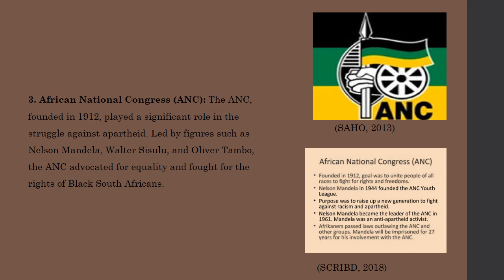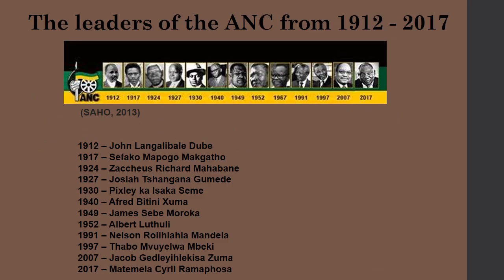The African National Congress (ANC) is one of the national parties that led to the establishment of democracy in South Africa. The ANC was the national party that was founded in 1912 and it played a significant role in the struggle against apartheid. It was led by figures such as Nelson Mandela, Walter Sisulu, and Oliver Tambo. The ANC National Party advocated for equality and fought for the rights of Black South Africans.